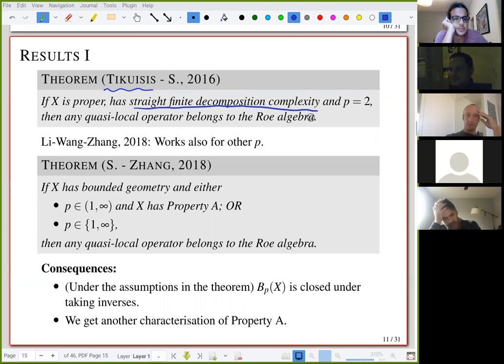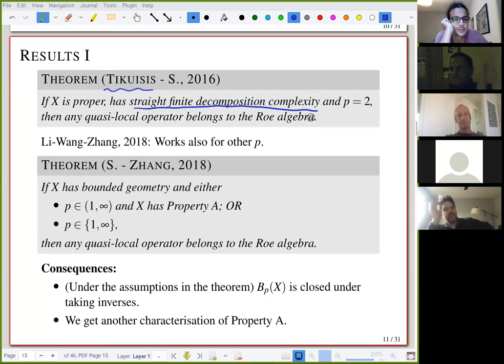Sorry, just let me interrupt you for a second. I always mistake those two. Which one is the strongest or the weakest? The straight finite decomposition complexity or finite decomposition complexity? The straight one is weaker than the simple FDC, I think. Okay. Yes.